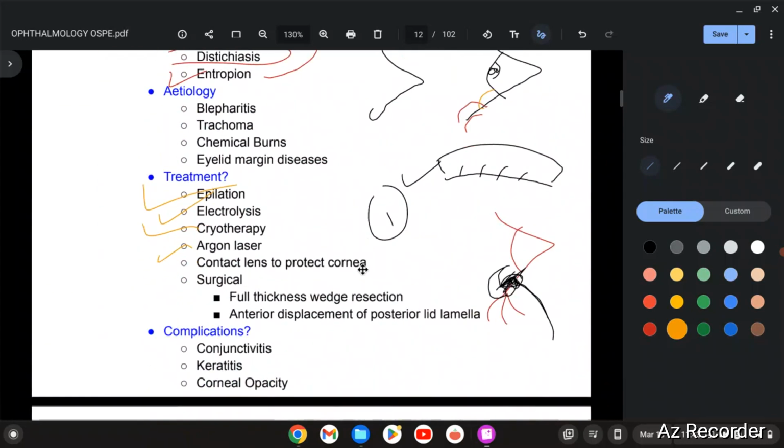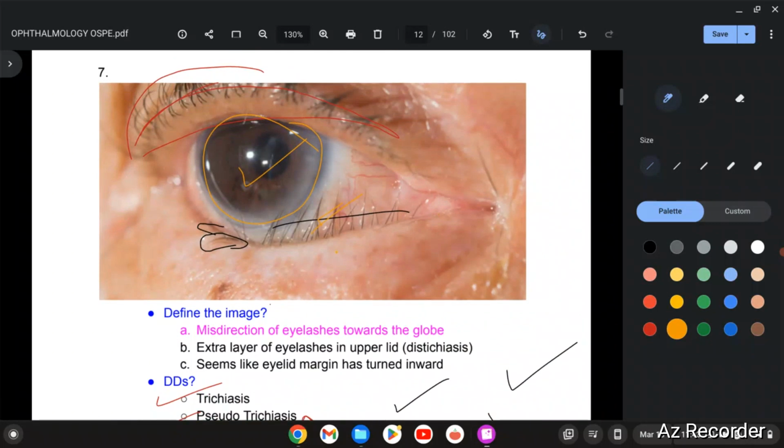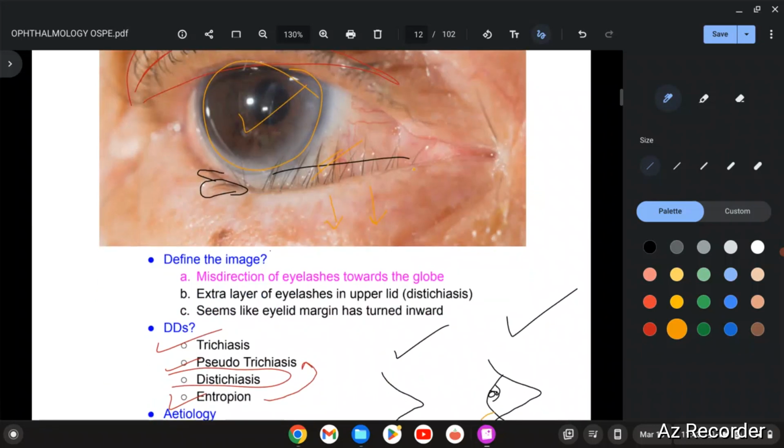Then there are actually surgical procedures as well. You just need to know the names of these. There's full thickness wedge resection, and then there is anterior displacement of posterior lid lamina. In this procedure, we actually try to pull the eyelash outside. So this is the actual main mechanism.